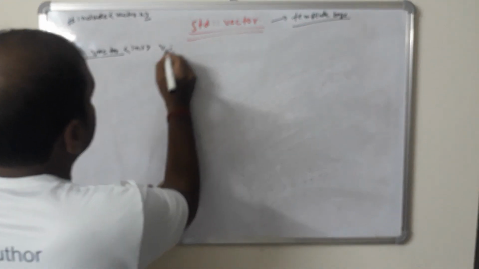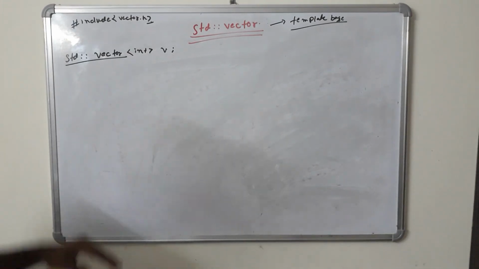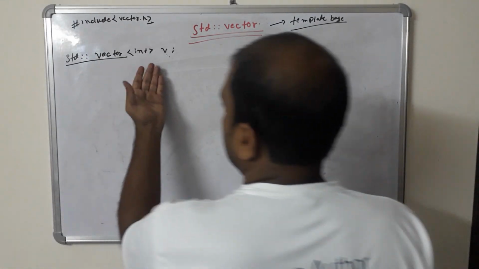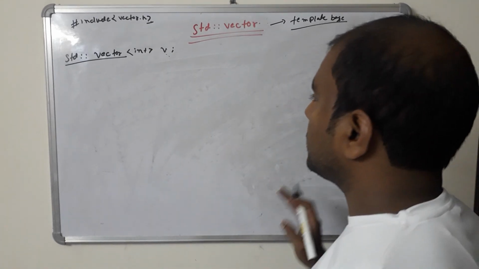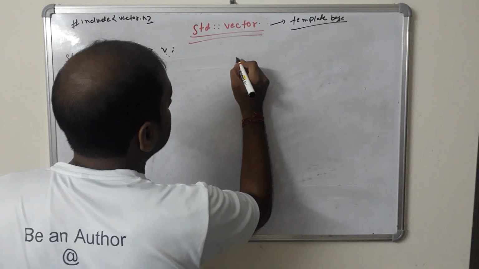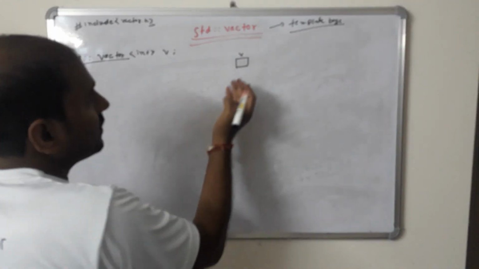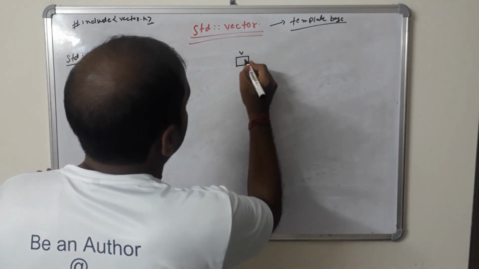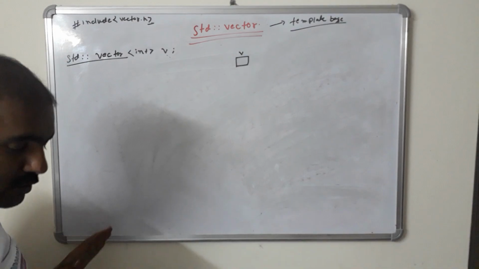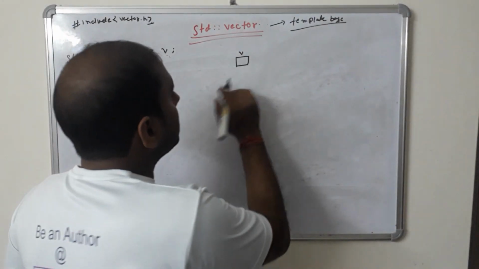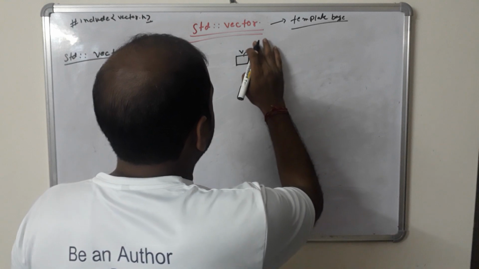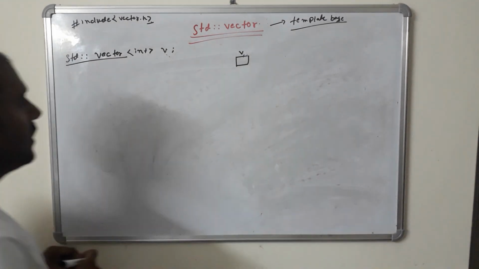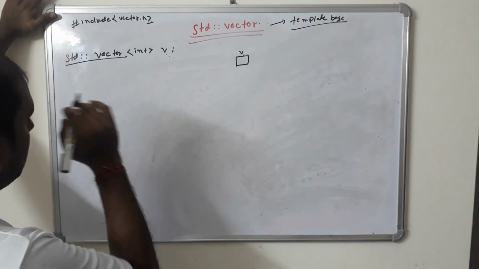Then v. So v is the object of the vector class, and we have templated it for the integer. What this will do is just create a v here, and because v is an object, it is definitely placed in memory somewhere. This is the v vector. Nothing else; I have not inserted any element till now. So this is just a v, and it has some size.